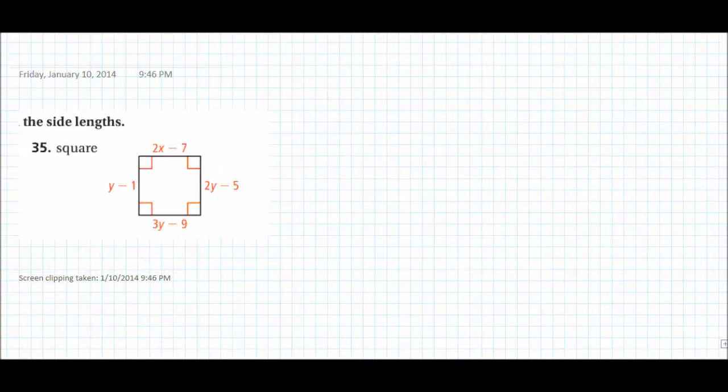Okay, we got to find the variables and the sides again. Again, this is a square, so all the sides are congruent. So let's look for the easiest one to solve. Okay, well, let's just solve some that just have the y values. So I'm going to highlight them to make them green. I'm going to pick y minus 1 and 2y minus 5 and set those equal together.